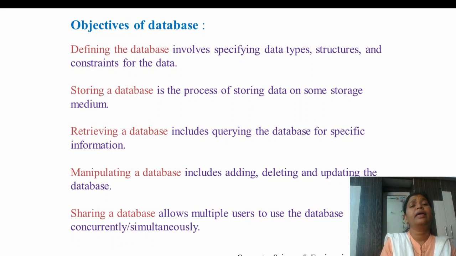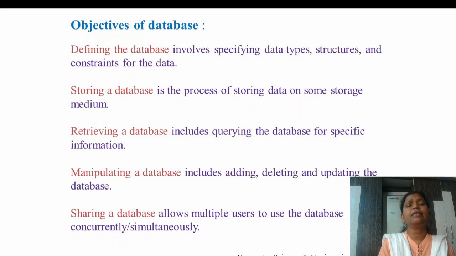First one, defining the data. Defining is very, very important. I have to define it properly. Name means I cannot define the name as it is, some alphabet, ABCD, 1, 2, 3, 4. No. Name should have a proper data type. It should be only characters and should have a proper structure.